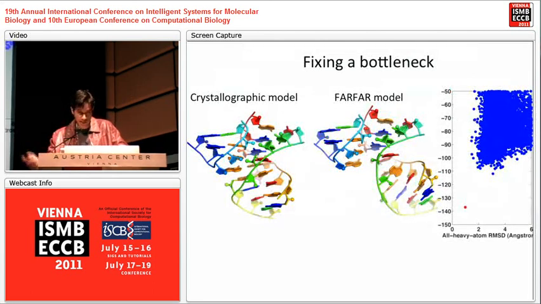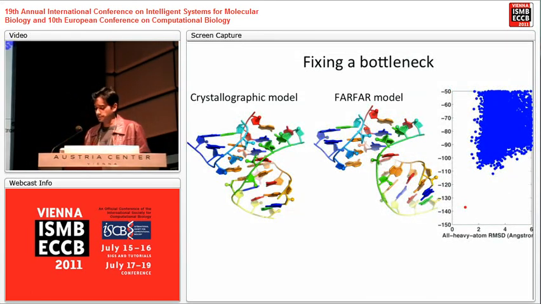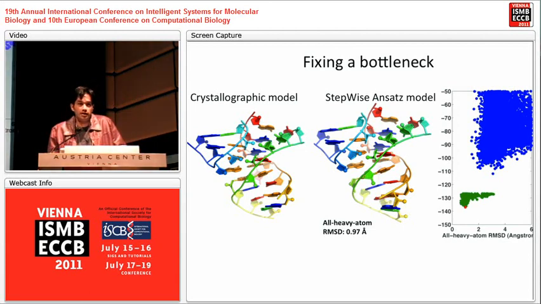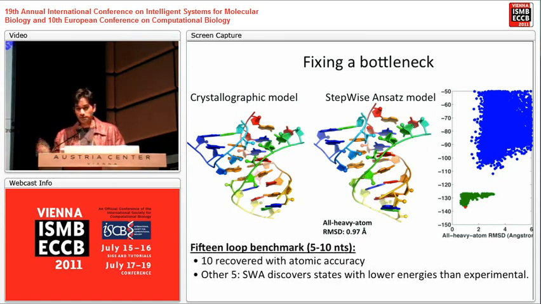Let me just, as a final example, show you this quiz again, the tetraloop receptor. Now the stepwise ansatz gives us much lower energy structures, and the lowest energy one is what I'm showing here. It again achieves subangstrom RMSD. We've just finished a benchmark of this ansatz on 15 irregular loops, and what we find is that 10 are recovered at this level of near atomic accuracy. And the other five are failures, but for interesting reasons.